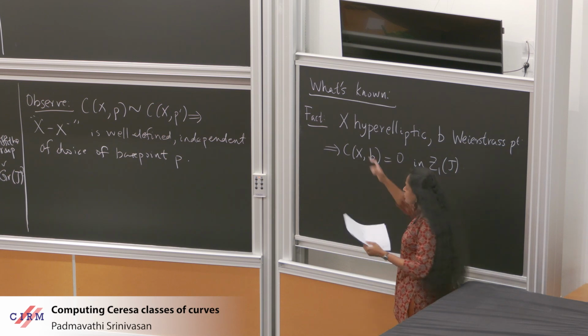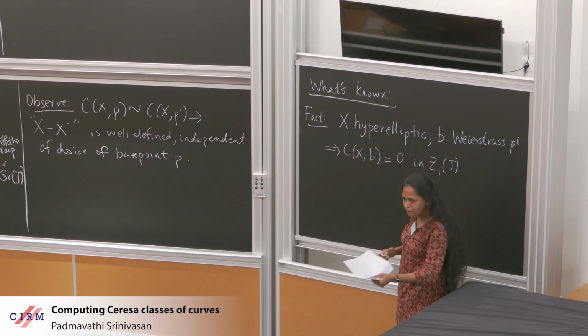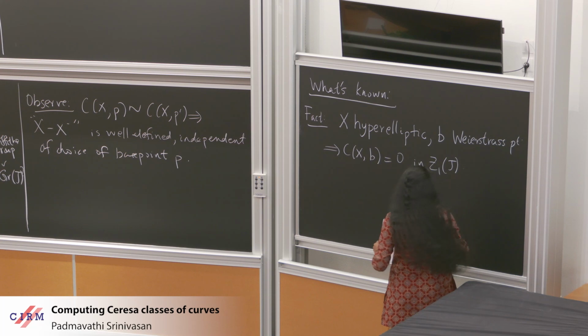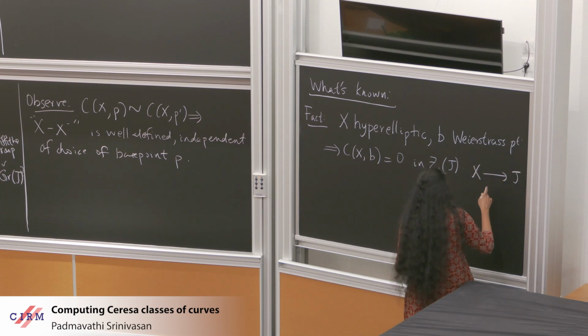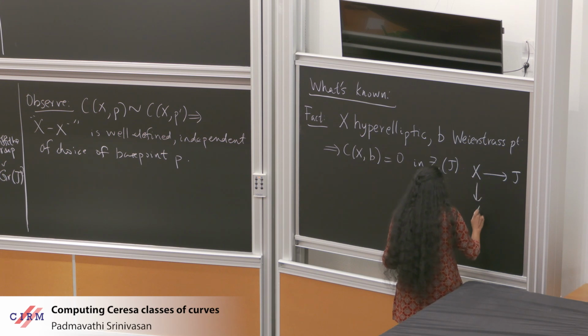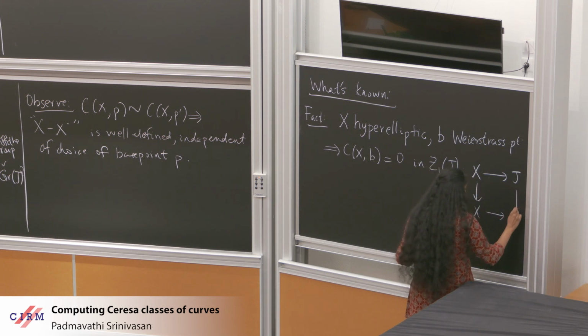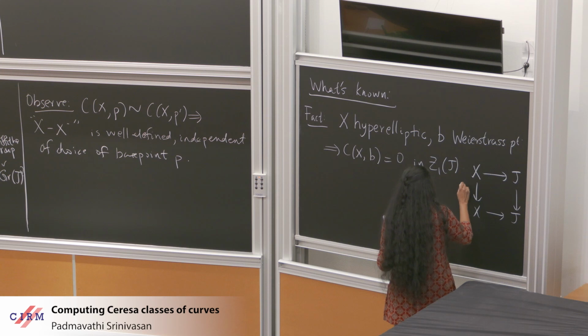So yeah, -1 on the Jacobian doesn't come out of nowhere. It's induced by the hyperelliptic involution, right? So if you use your Weierstrass point to embed the curve in the Jacobian, it's a fixed point for the hyperelliptic involution.